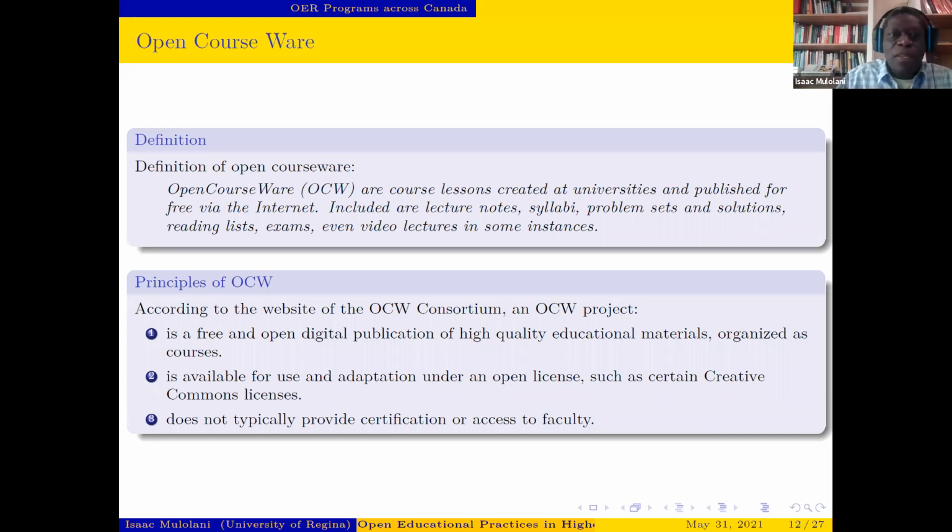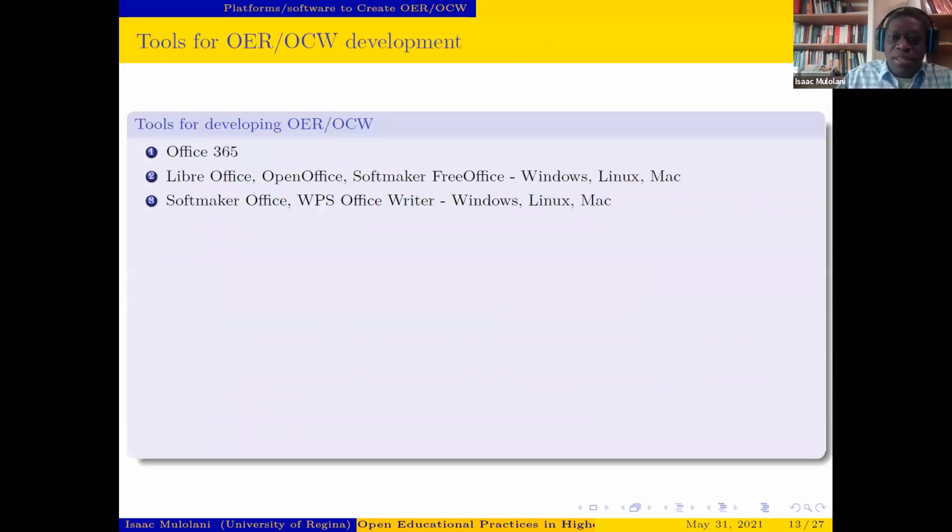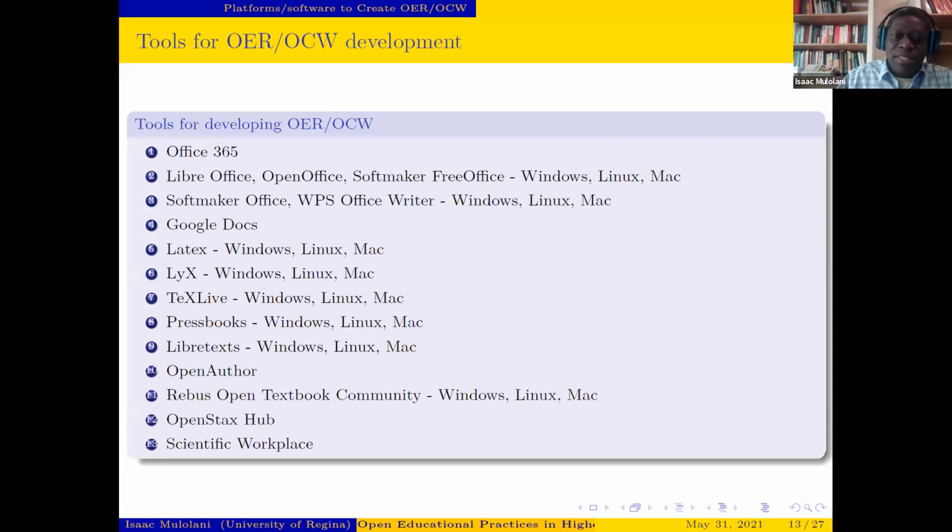Now, some of the tools for creating open educational resources, some of you are probably open source users. I know Dr. Bashir is an open source user, so some things here will be familiar. Other things like Office, most of us are familiar, we've used Office before. Anything that creates documents can be used to create open educational resources. So I've put here a bunch of different things. Some of them are open. So for example, LibreOffice, OpenOffice, and then SoftMaker, FreeOffice. These are all open source tools.